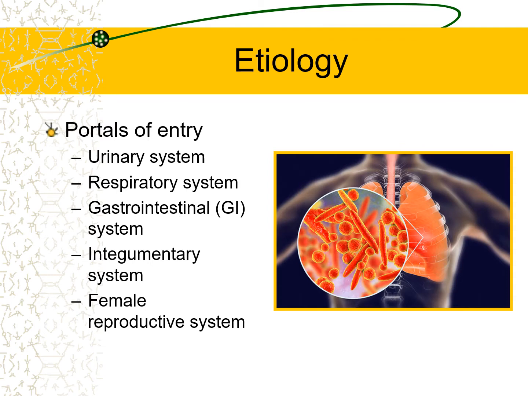Now, there are many different ways in which the organisms or pathogens can enter the bloodstream and lead to septicemia. Okay, so here are just some examples of the many portals of entry of pathogens or normal bacteria that become pathogenic. The urinary system. So yes, you can have a UTI and then end up with septicemia.